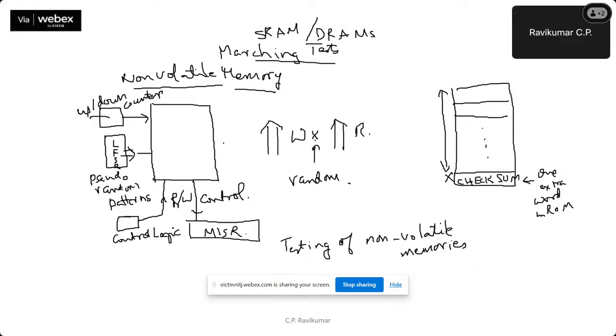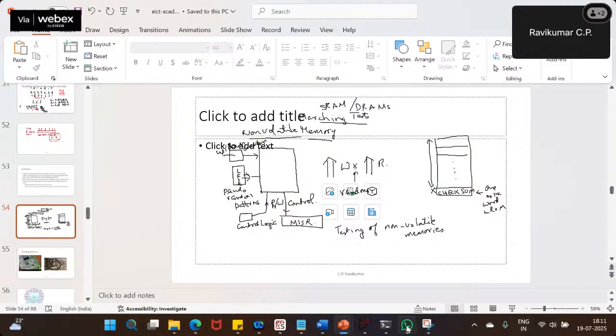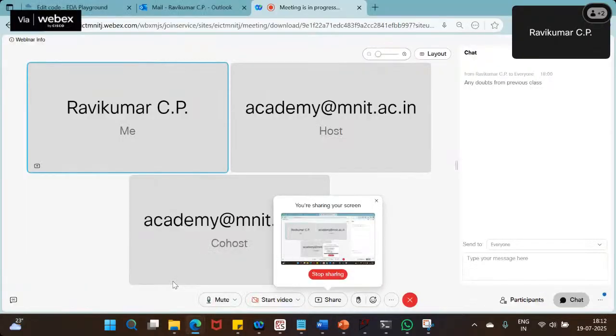This may not be as good as the LFSR, MISR based technique. These are a little bit more robust. When there are multiple errors, this MISR based technique will also be able to figure out whether there is a bug. But the checksum based method is not very robust. Okay, is that clear? Any doubts? Any doubts in this? All right.